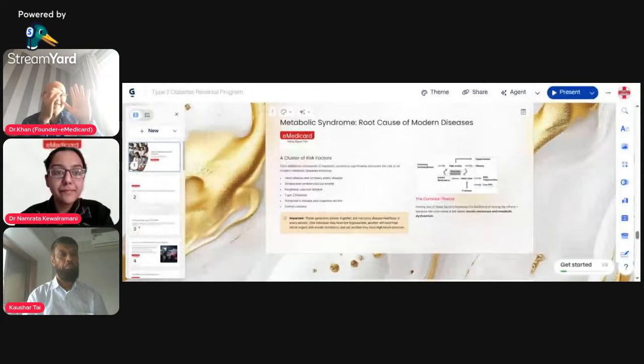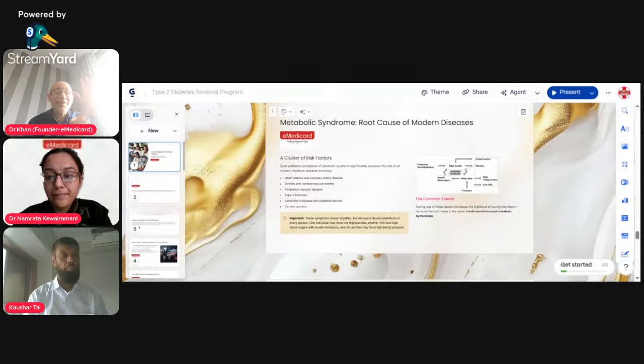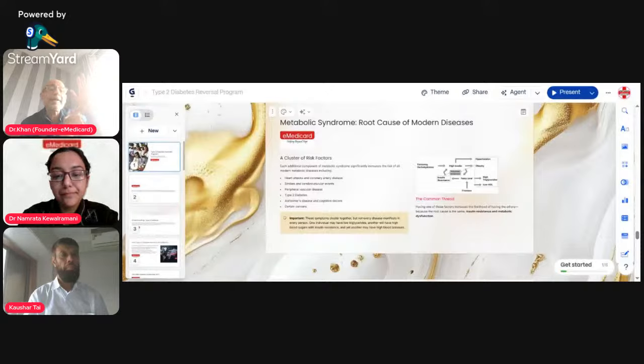Because of these diseases, this cluster of metabolic issues, a lot of risk factors can happen. It increases the risk of modern metabolic diseases, for example heart attacks, right? Because you're having one or two parts of the metabolic syndrome, and this is all because of one issue only, that is metabolic syndrome. And if you focus on what is happening on our platform, people are coming for the type 2 diabetes reversal program, right? And at the same time, if the blood pressure is linked to metabolic syndrome, the blood pressure is also coming off, the cholesterol is coming off. So this is what we are doing here.